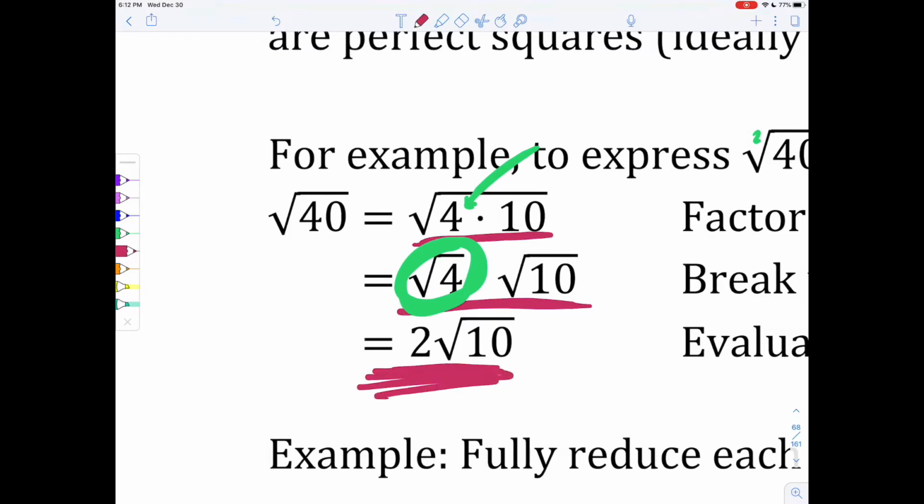I was going to say mixed fraction. Mixed radical. Ooh. Everyone now. Ooh.